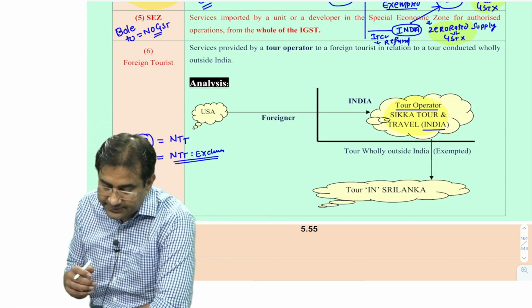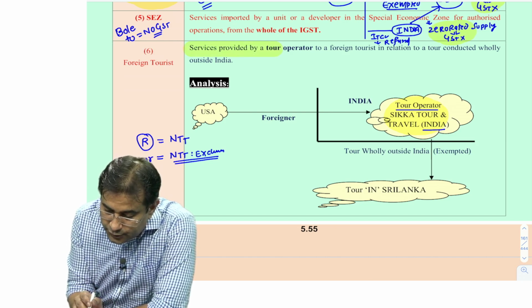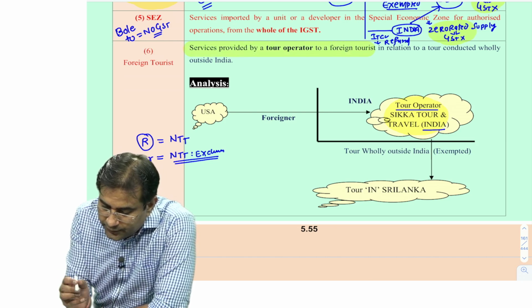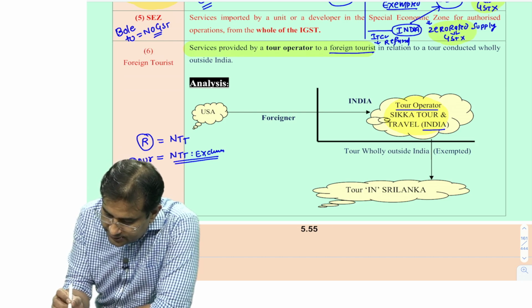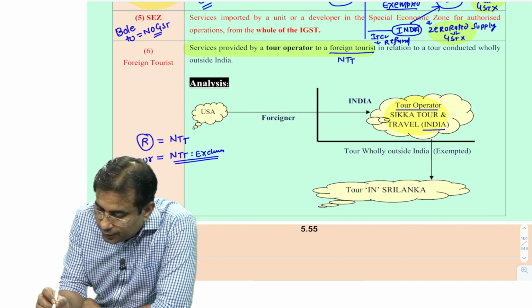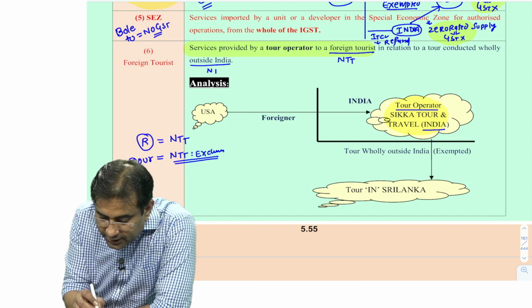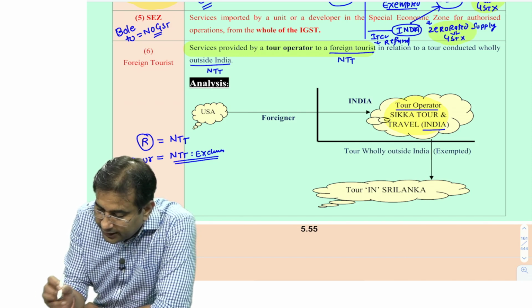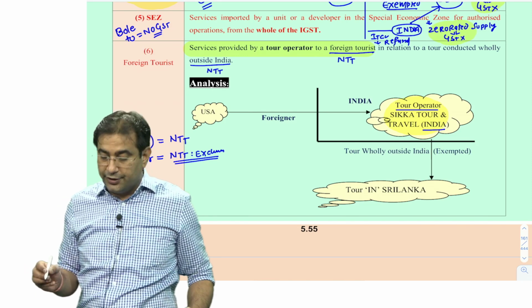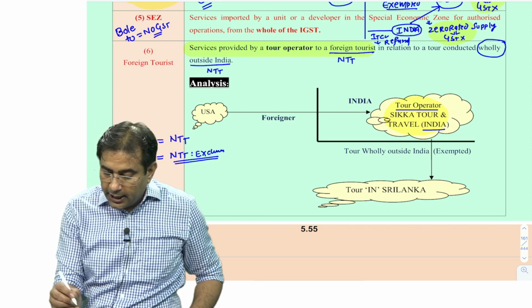What is the wording? Services provided by a tour operator to a foreign tourist, who belongs to a non-taxable territory, in relation to a tour conducted wholly outside India. The tour also has to be conducted outside India. The most important words in this line are wholly outside India.